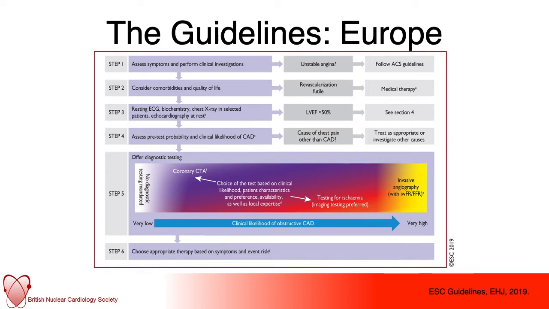If it's very, very high, you may be going straight to invasive angiography. If you're somewhere in the middle, then perhaps this ischemia testing. And this is where this idea of pretest probability, which used to be a feature of the old NICE guidelines, is key.